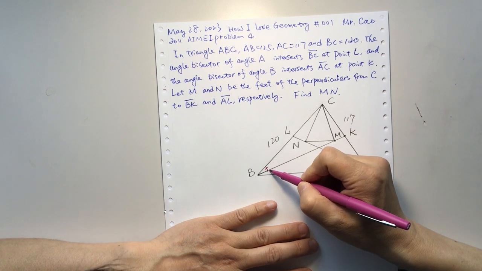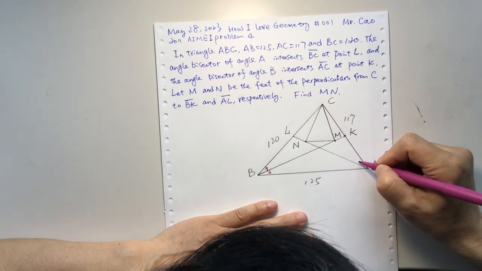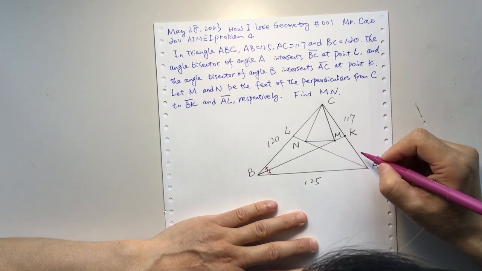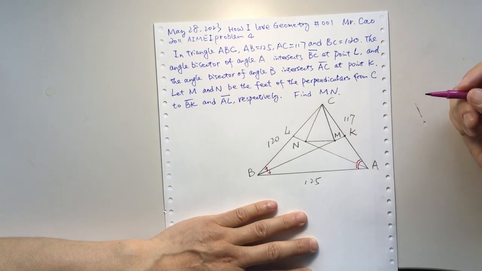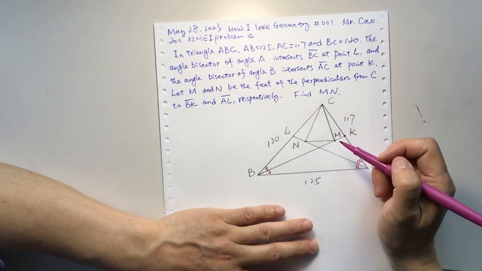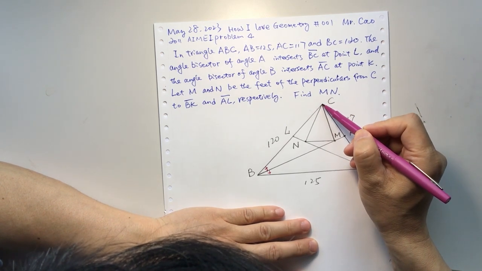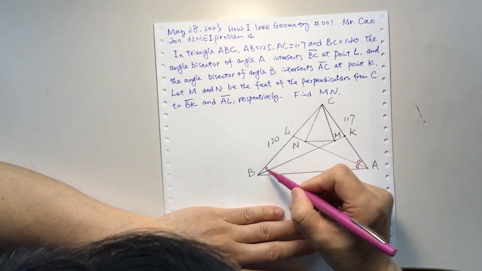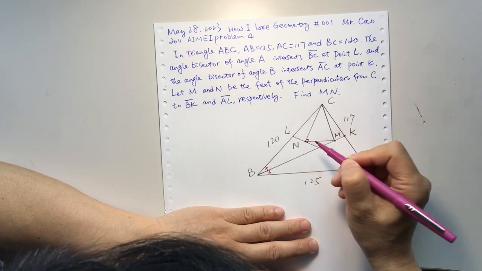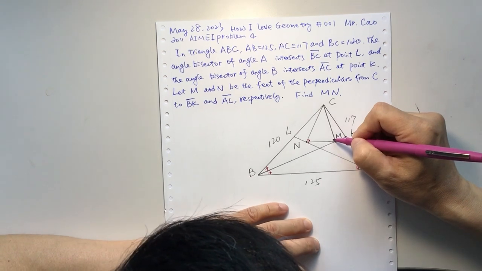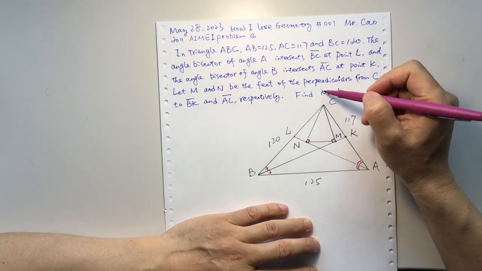bisector, and AL is also an angle bisector, and we draw the perpendicular segments from vertex C to AL and BK. So we get the intersection point N and the intersection point M. The problem is to find MN.